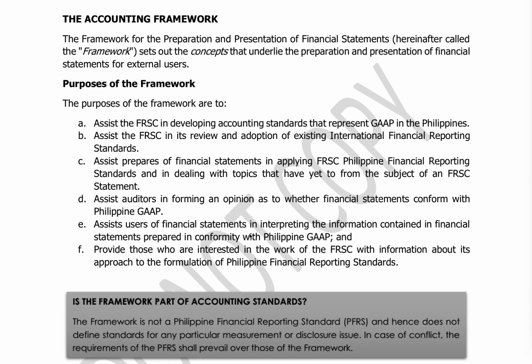Next, accounting framework. O, tapos na tayo sa mga business accounting principles. Those were the principles. Again, what are those? The business entity principle, the dual effect principle, or the double entry accounting system, the matching principle, the accrual basis, the stable monetary unit, and then lastly is the going concern assumption. Ngayon, meron naman tayong accounting framework. So, ano naman tong accounting framework na ito? Ito yung guidelines in the preparation and presentation of financial statements. It sets out the concepts that underlie the preparation and presentation of financial statements for external users.